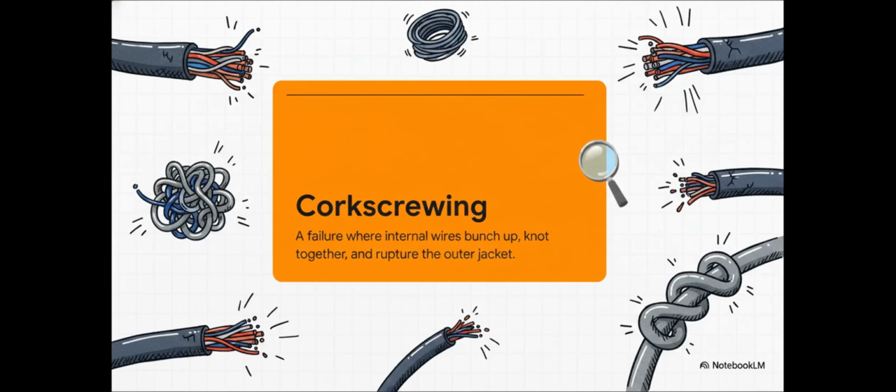This is a highly destructive failure where the internal wires, constantly seeking the path of least resistance under bending stress, literally migrate. They bunch up, they aggressively knot together, and eventually they rupture and crush right through the outer jacket. It is totally fatal to the cable, and by extension, fatal to your machine's uptime.